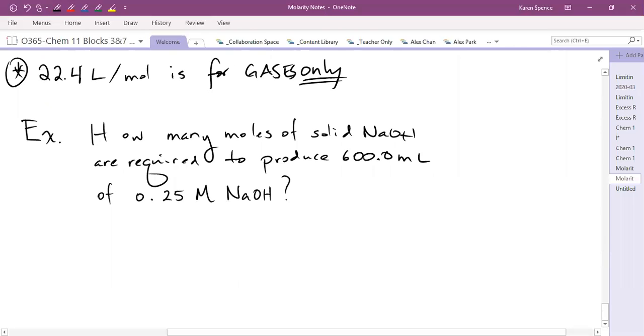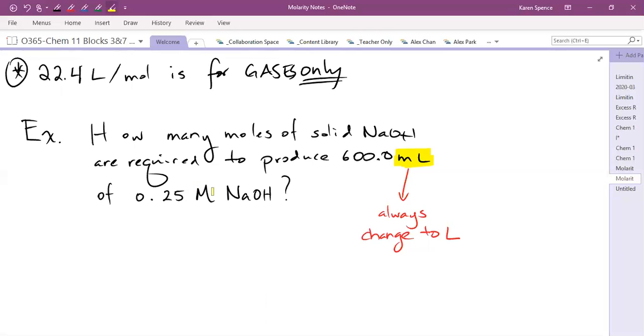So two things here. Anytime you see milliliters, you should always rewrite your milliliters as liters. And anytime you see molar, you should always rewrite it as moles per liter.